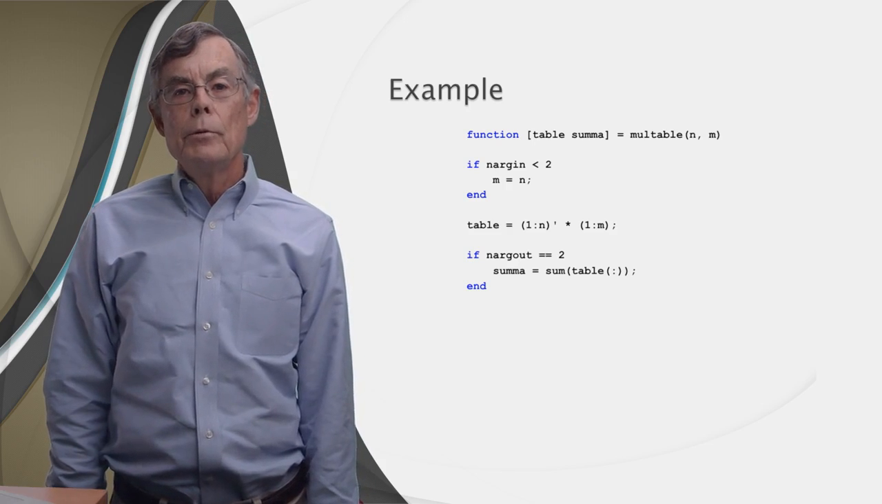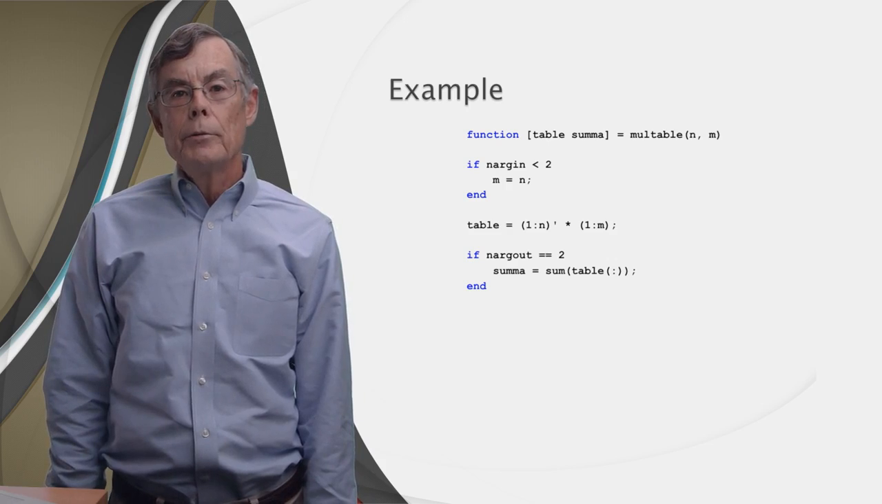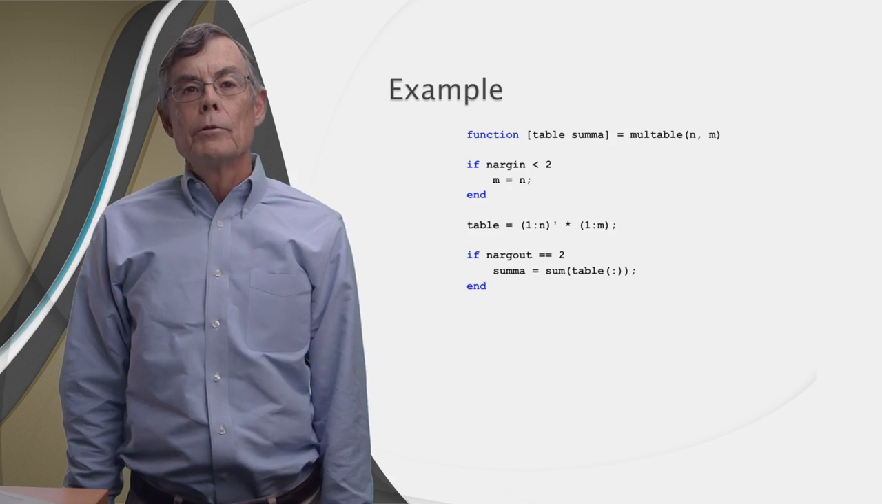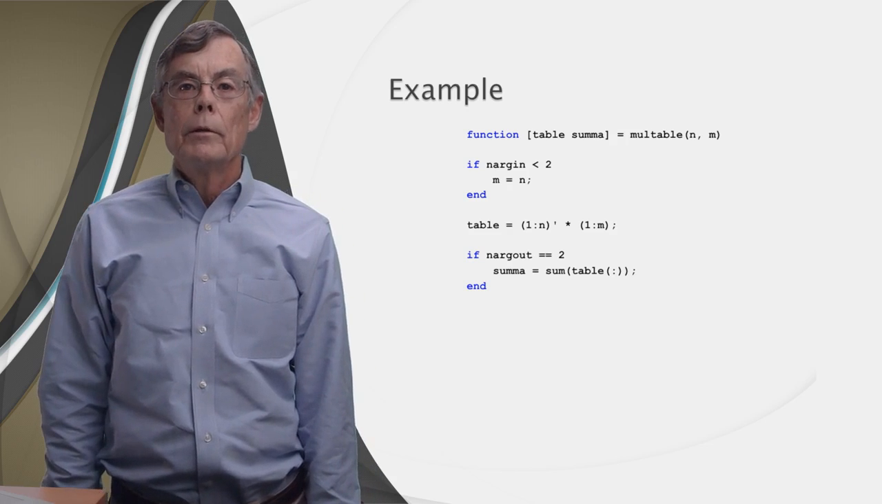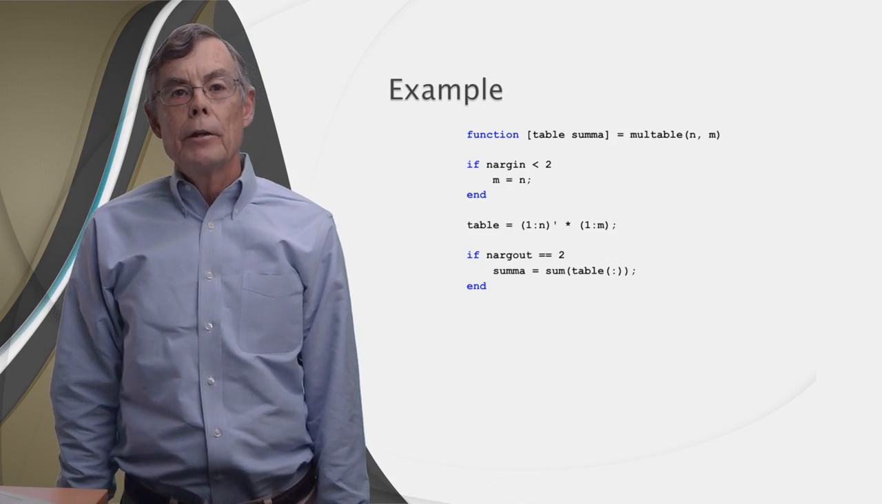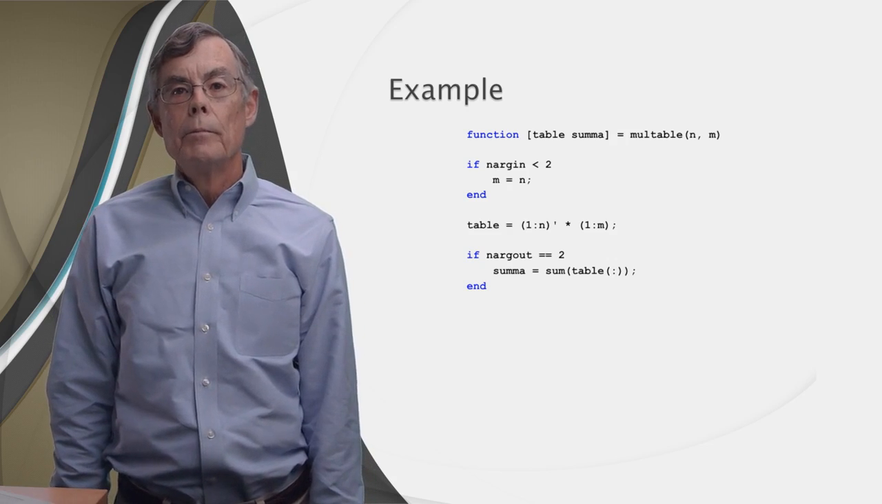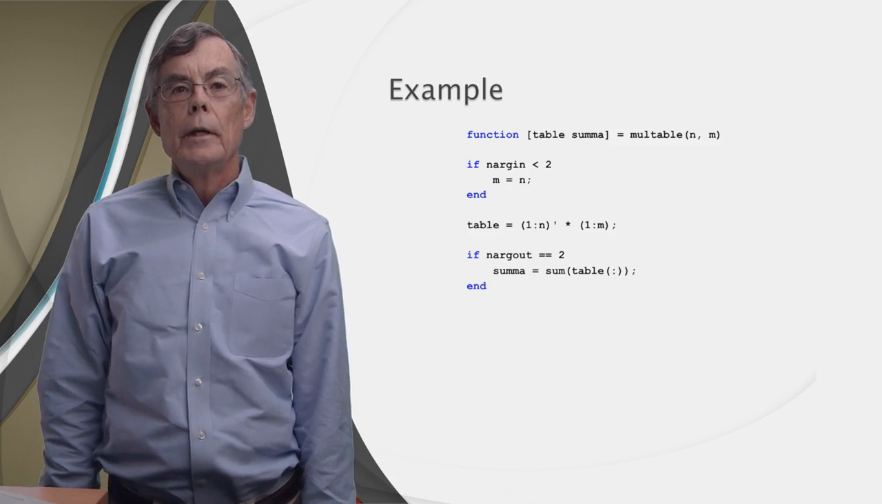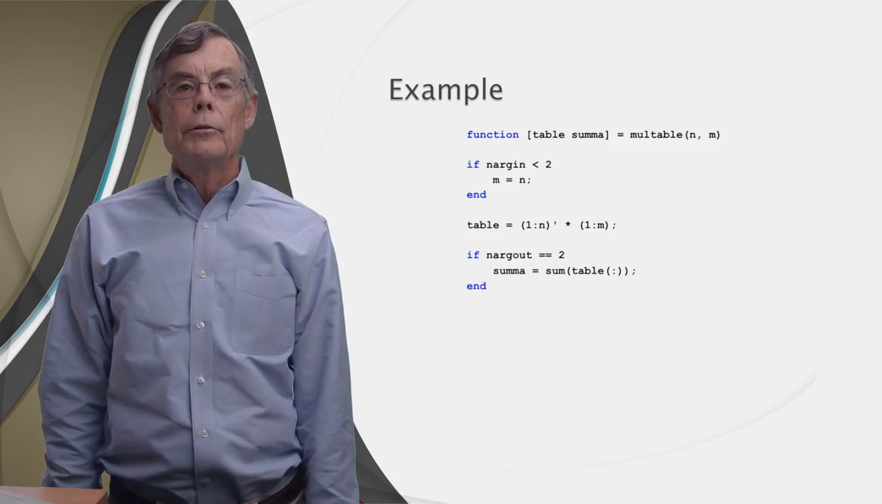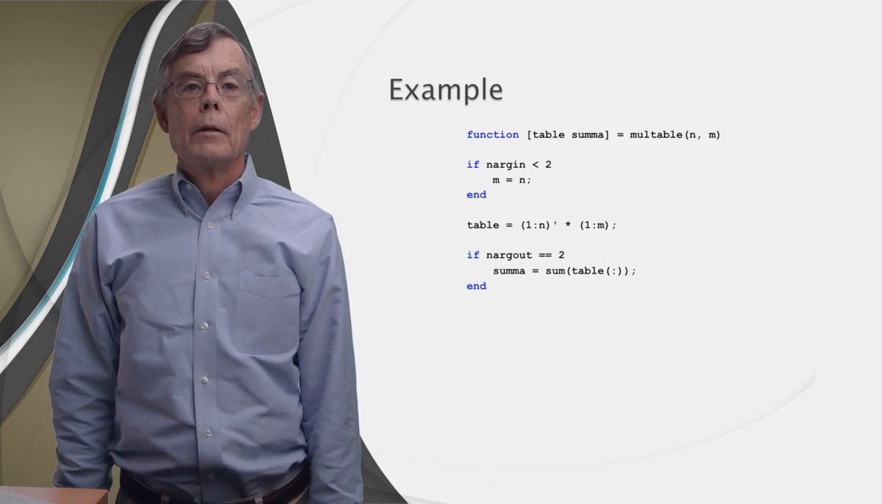Remember that sum computes the sums of the columns of a matrix and returns them in a vector? Well, that's not what we want. So here, we use the colon argument to create a vector from all the elements of the table. That's done with a colon. And then we give that to sum and it'll add them all up.